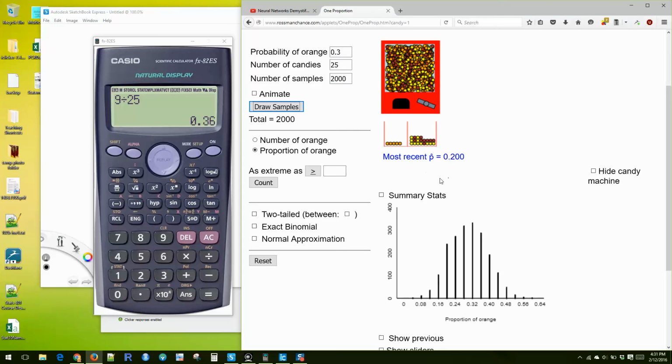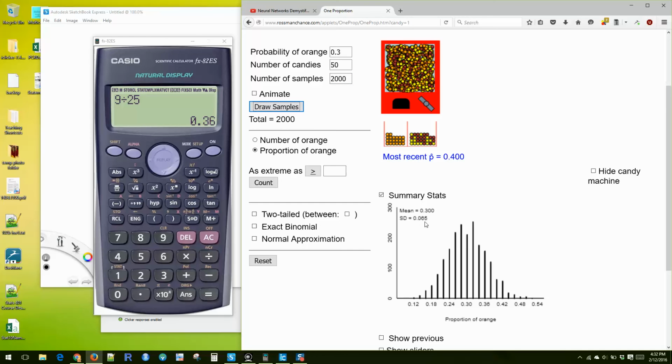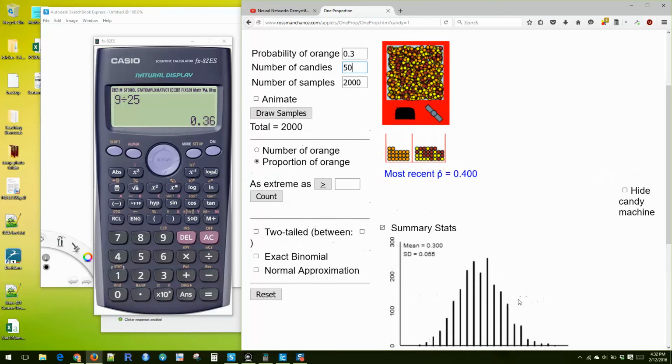samples, so after 2,000 samples, let's get our summary stats, okay? So it tells us the standard deviation of all of these p hats that we observed is 0.09, okay? And if I crank this up to 50 pieces of candy, the standard deviation is smaller at 0.065, okay? And we can see that if we look at the axis here, and maybe it's a little bit small for you guys to see, but I don't know how much I can fit.